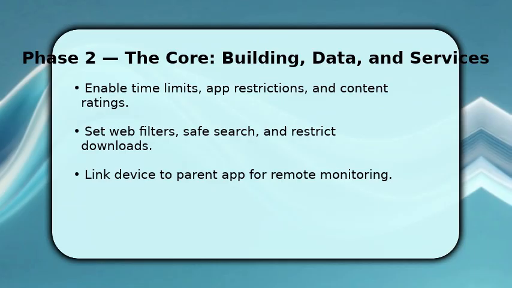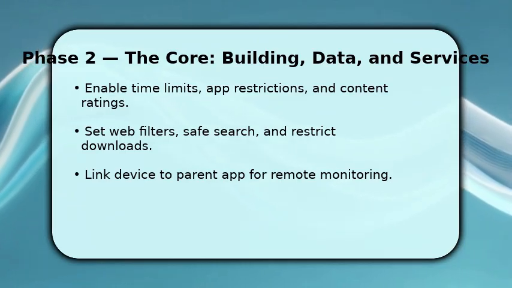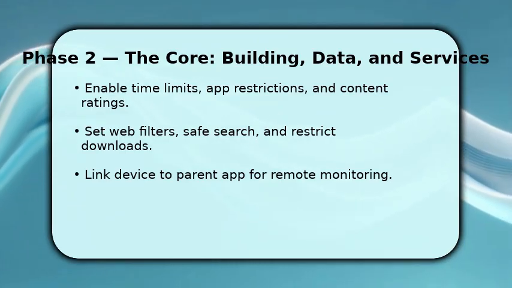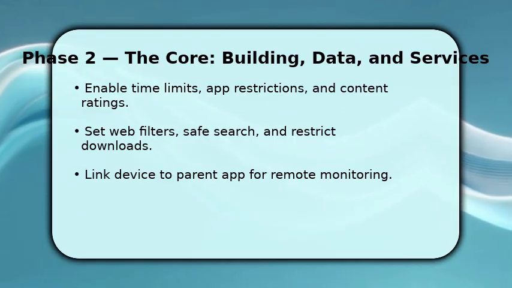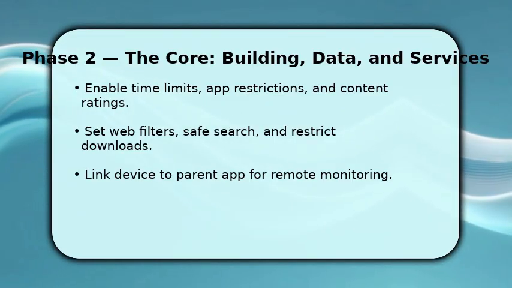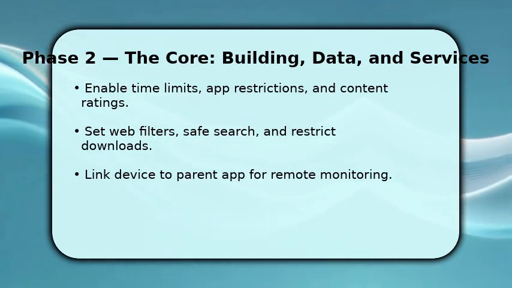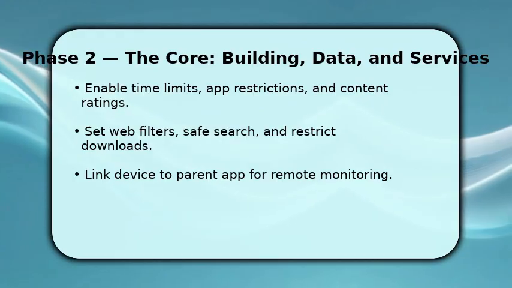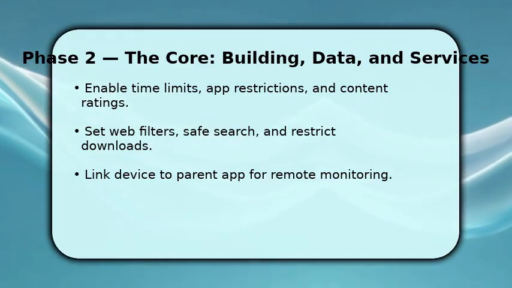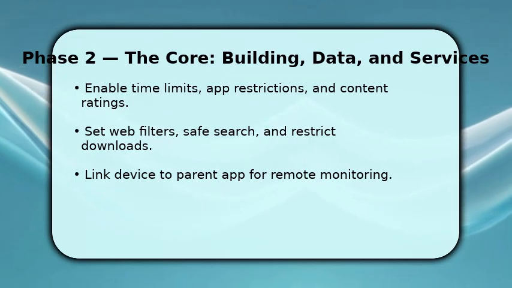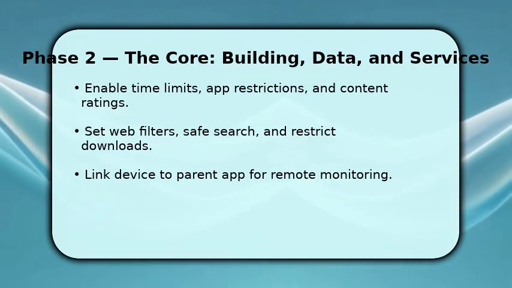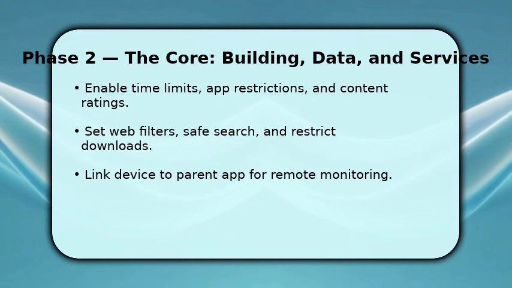This enforces routine. Next, apply app restrictions and age-based content ratings so inappropriate material is blocked automatically. Then, enable safe search and a web filter and restrict new app installs or purchases to require approval. Finally, link the child device to your parent app so you can monitor activity and adjust settings remotely when needed.